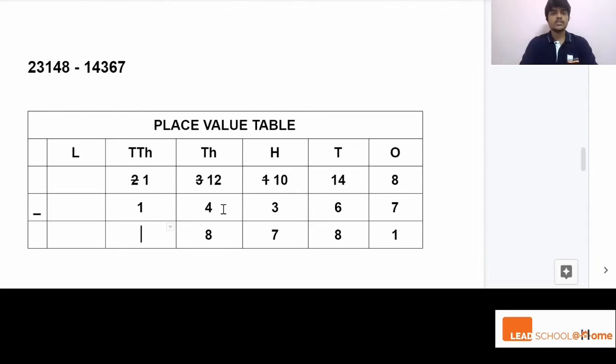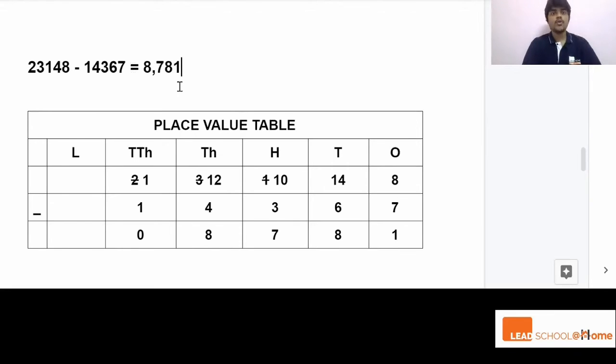Now my thousands place is also solved. Let me go to the 10,000s place. In the 10,000s place, I have 1 in the first number and 1 in the second number. 1 minus 1 is 0. So 23,148 minus 14,367, the answer is 8,781. The correct answer is 8,781.